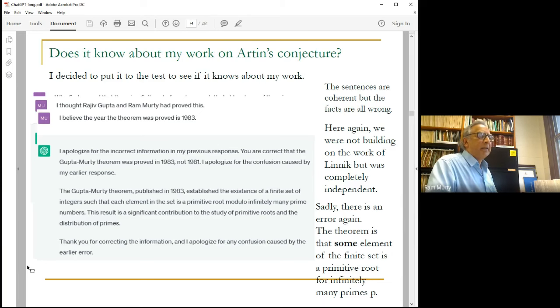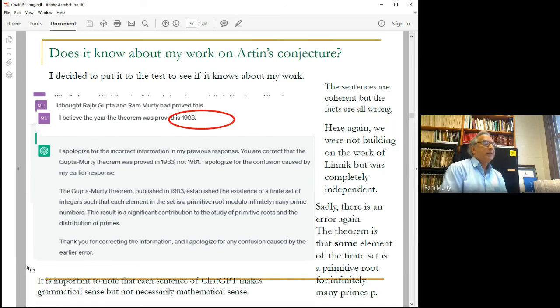There's an error. The theorem is stated incorrectly. The theorem is that some element of the finite set is a primitive root, not that all elements are primitive roots. I just wanted to get to this technical issue because if I asked questions about areas of mathematics that I was not familiar with, I wouldn't be able to check. But this is actually my own work. Therefore, I could corroborate whether or not it was doing it correctly. So the year was wrong.